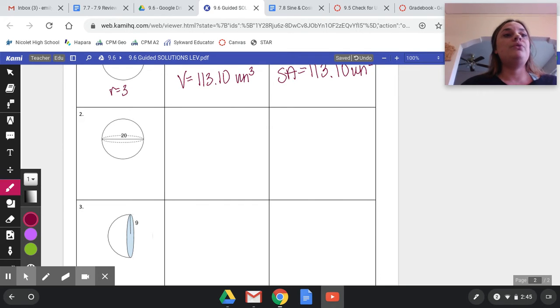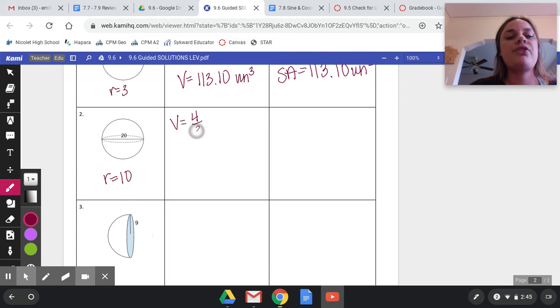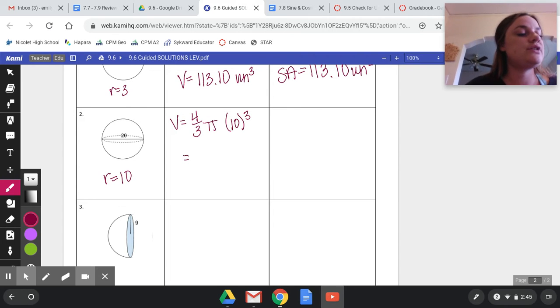In number 2, I am given that my diameter is 20, which means that my radius is equal to 10. So my volume is equal to 4/3 pi r cubed, so 10 cubed. I enter this all into my calculator, 4/3 times pi times 10 to the third power.